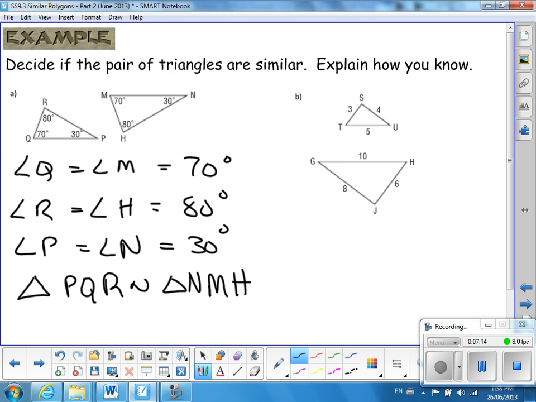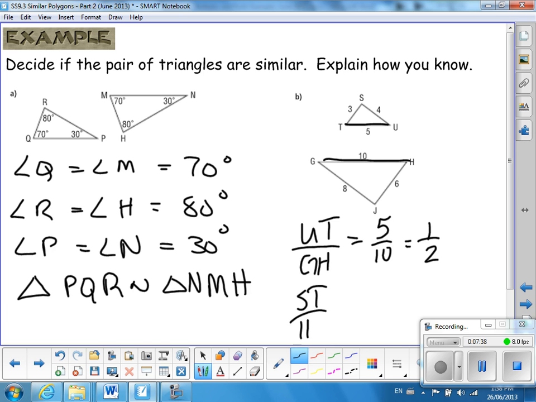On the second set of triangles, we actually don't have any angles, but we do have side lengths. So we can look at UT and GH and compare those. UT is 5/10, which is a half. We can look at ST and JH. That would be 3/6, which is also a scale factor of a half.